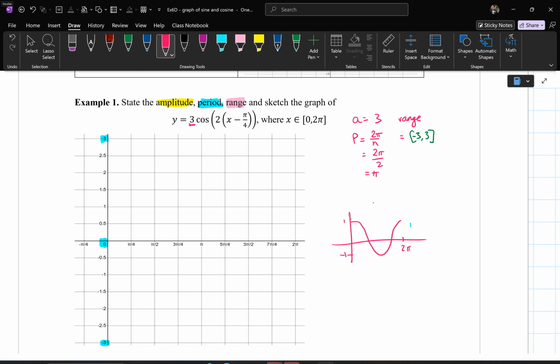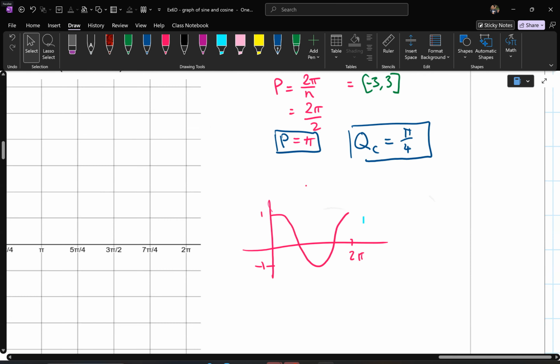So let's work out the quarter cycles. You told me the period is equal to pi. Then what's the quarter cycle equal to? What's a quarter of pi? Pi on 4. So that means for every pi on 4, I should be able to move from top to middle to bottom to middle to top. That's the logic. Where's the starting point?